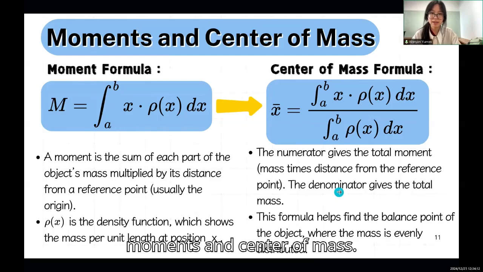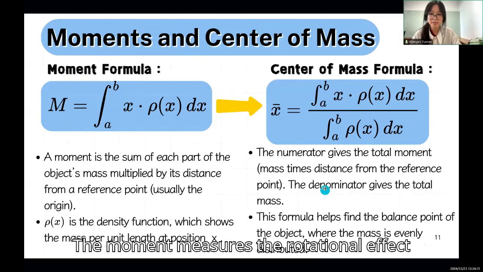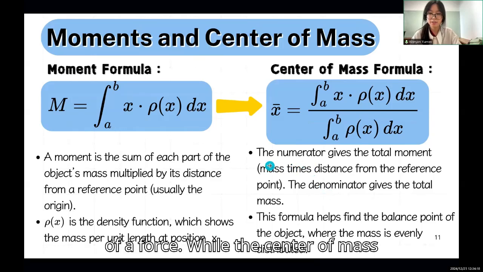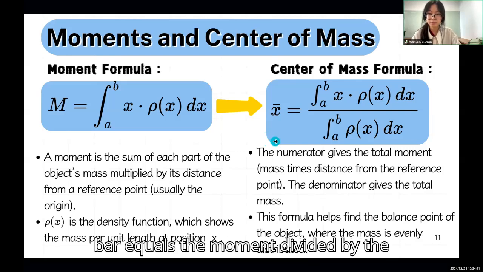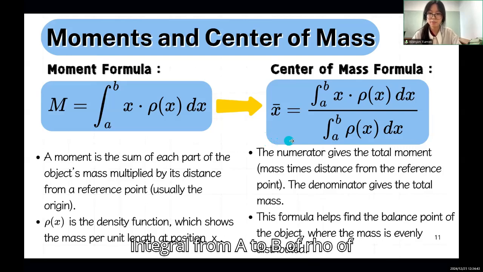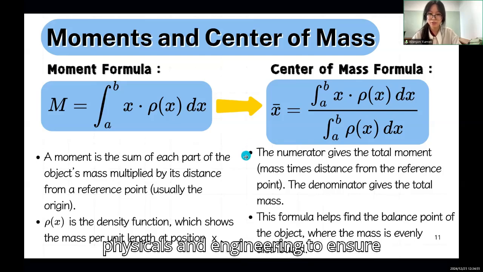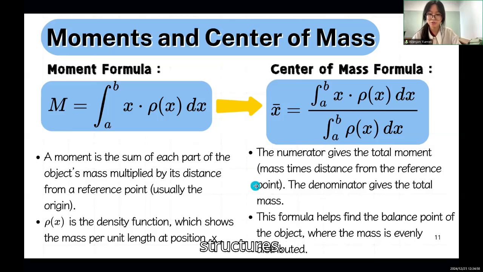Moments and center of mass. The moment measures the rotational effect of a force, while the center of mass is the balance point of an object. The moment is calculated as M equals the integral from a to b of x times rho(x). The center of mass is given by x bar equals the moment divided by the integral from a to b of rho(x). These concepts are vital in physics and engineering to ensure stability and balance in structures.